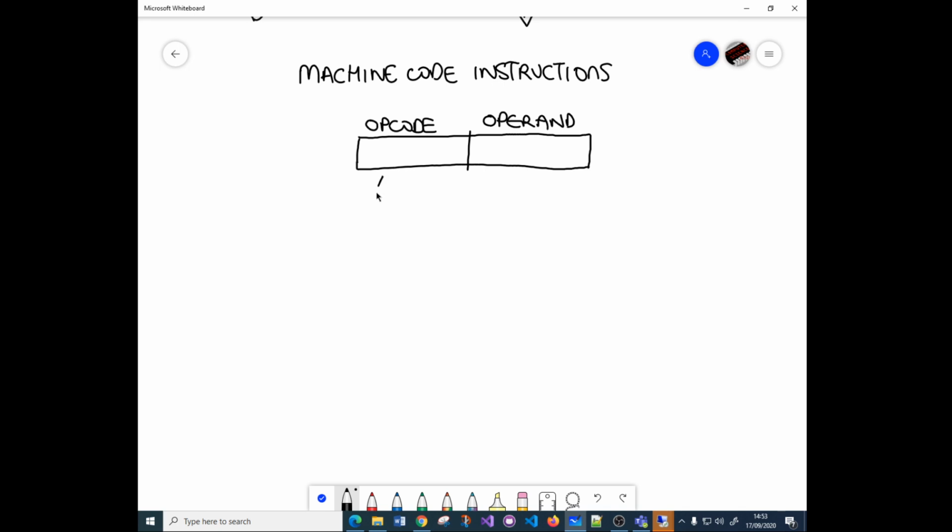So the opcode is the instruction. So that's operation code is what it stands for. So that is the actual instruction. And it is just a binary number.